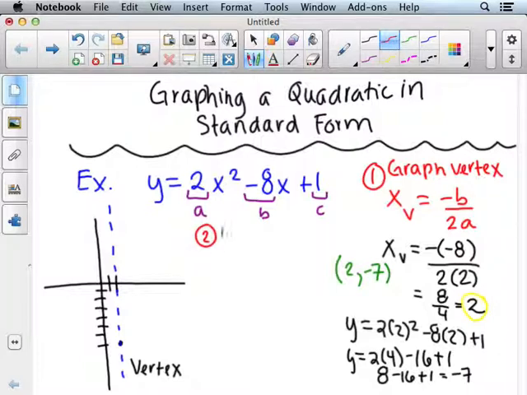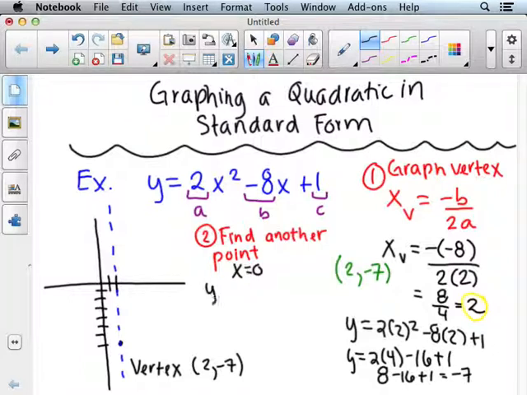Step 2 is find another point. So to find another point, I'm going to plug in another x value. It cannot be the same x value from my vertex, so I can't use 2. I'm going to choose 0. I'm going to substitute that into my equation. 2 times 0 squared minus 8 times 0 plus 1. I end up getting y equals 1, so that's my other point, 0, 1. So I'm going to go ahead and plot that over here, 0, 1.